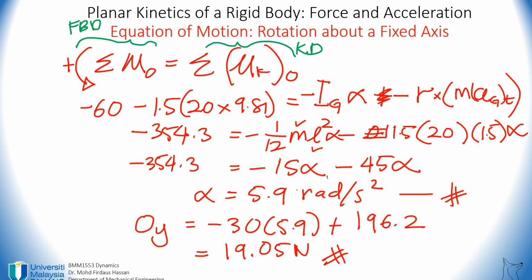All right, so we have another subtopic in this general force and acceleration, which is general plane motion, a combination of rotational motion and translation.